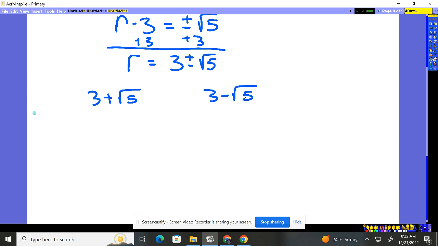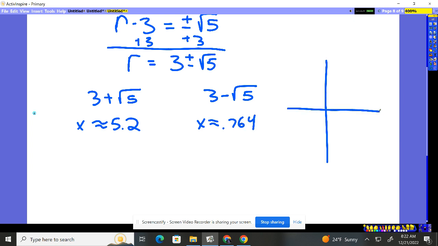And we could go into the calculator and do it. 3 plus, if we want to put this as a number that we have a little bit better of an understanding of, it's going to give us about 5.2. And if we subtract, the x value would be approximately, I got 0.764. And so those are your two solutions. So if you think about where it's crossing at about 5.2 here and about 0.764, the parabola swinging down, hitting them in that spot and that spot.